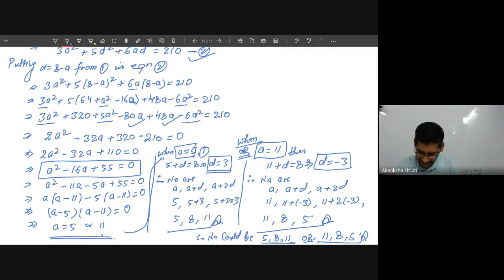But at the same time, we have also obtained A could be 11. At that time, even using the same equation 1, we are getting D as minus 3. The numbers are what? A, A plus D, A plus 2D. The same three numbers. But here negative we have to substitute. Then we are getting 11, 8 and 5. So just the order gets reversed. It is a very simple question.